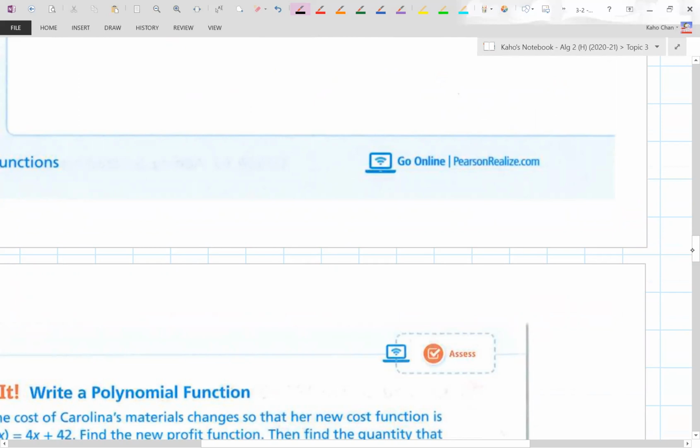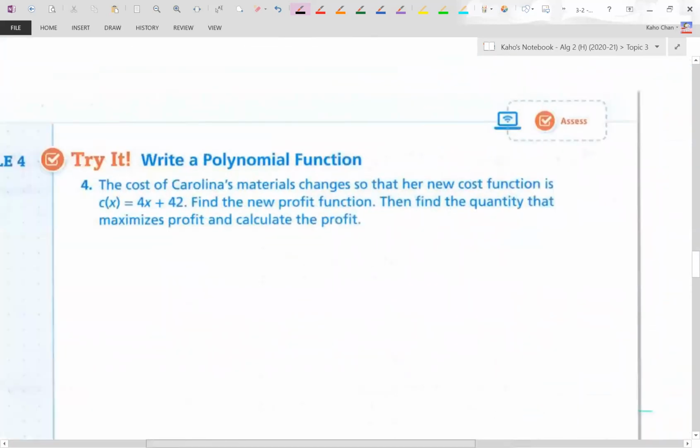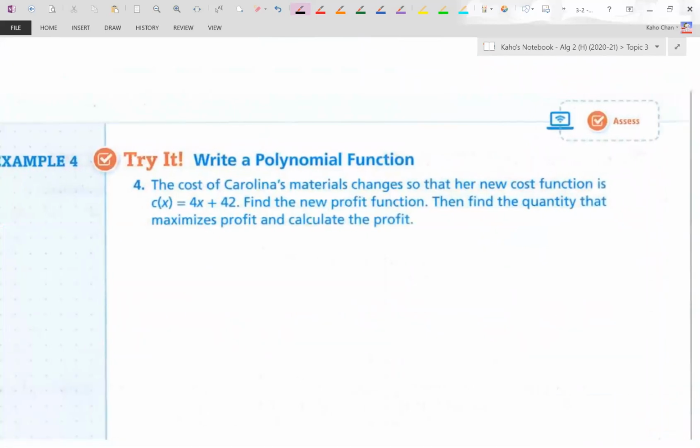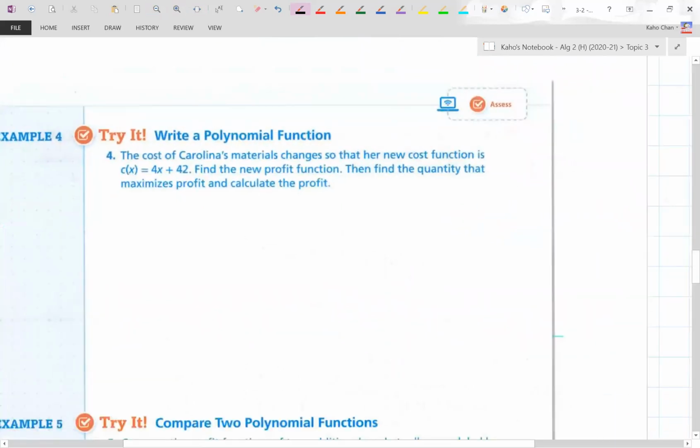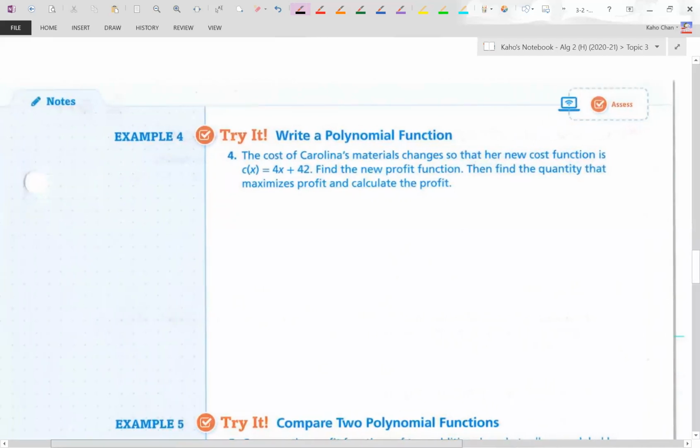All right. Ooh, we haven't had a word problem in a long time. The cost of Carolina's materials changes so that her new cost function is C of x equals 4x plus 42. Find the new profit function, then find the quantity that maximizes profit and calculate the profit. All right, so obviously we are missing some information here.